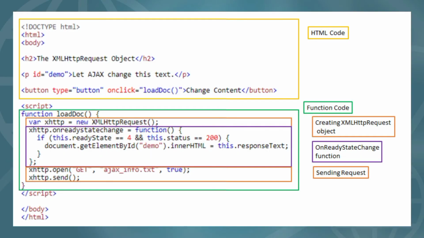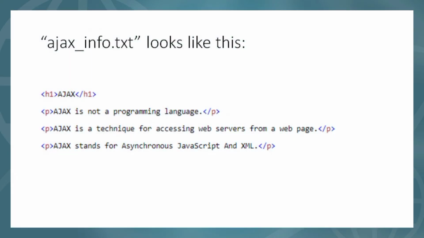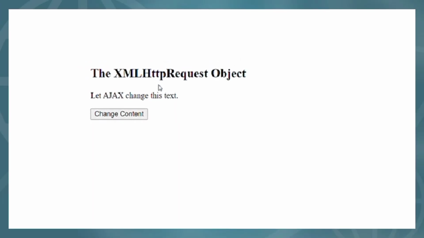This is an example code of the XMLHttpRequest object. First is the HTML code. Second is the function code. Inside the function code are creating the XMLHttpRequest object, the onreadystatechange function, and lastly, sending the request to the server. And this is the example of the XMLHttpRequest object.